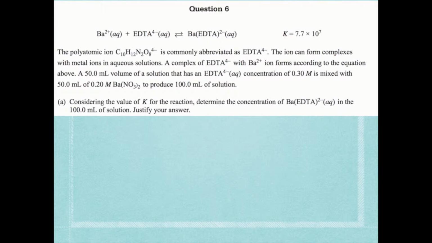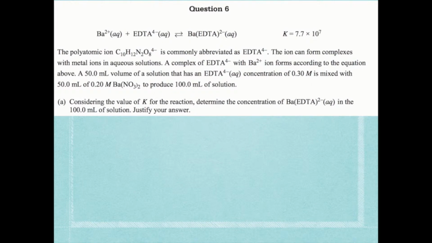Justify your answer. Since your value of K is so large, we can assume that almost all of your reactants become product. So we need to figure out which of those two reactants is your limiting reactant, because we can assume all of the barium is going to react and all of the EDTA is going to react. Remember M1V1 equals M2V2. I know the volume of EDTA and its concentration, and I know the volume of barium nitrate and its concentration.